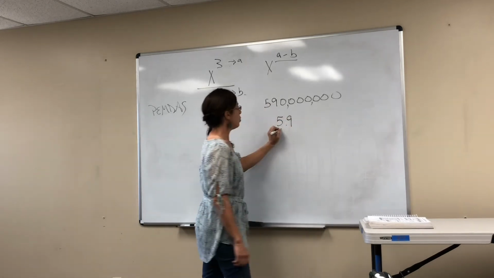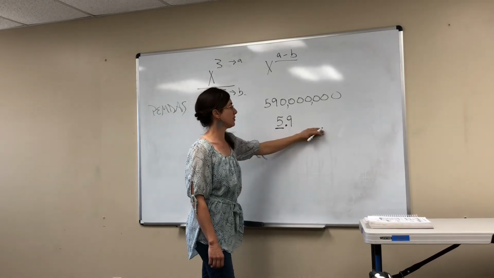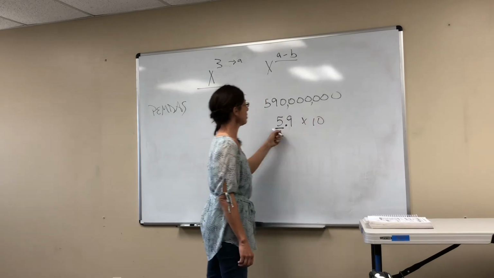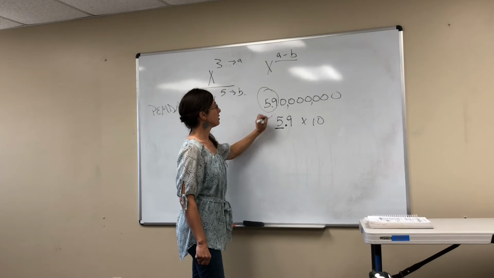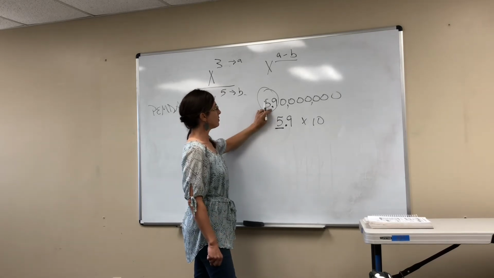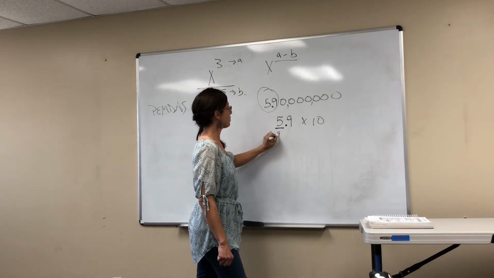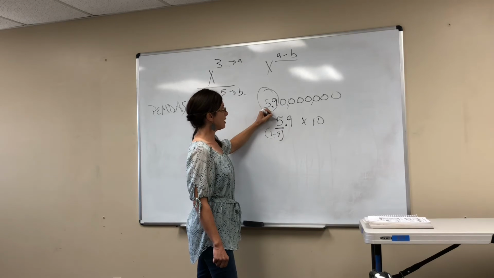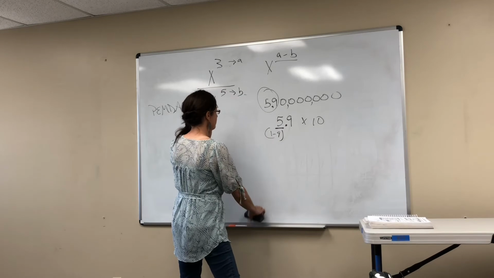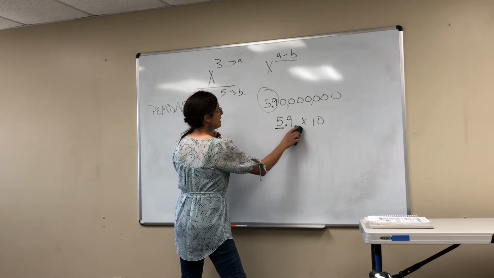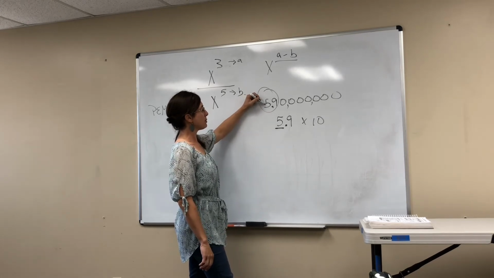Remember, that's one number and then a decimal and the rest of your numbers and then the zeros. Okay, so I've got 5.9. Those are my only numbers that are not zeros. Let me remind you guys, on scientific notation, your first number has to be a number between 1 and 9. We can't have 59 point something. You also can't have 0.5.